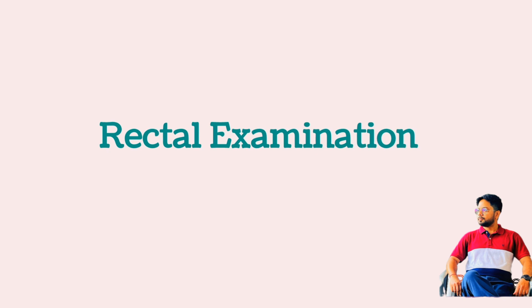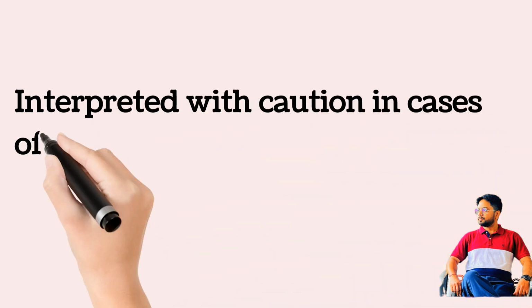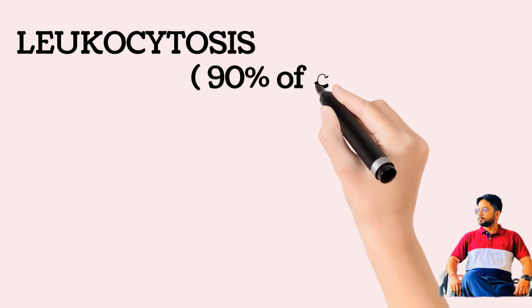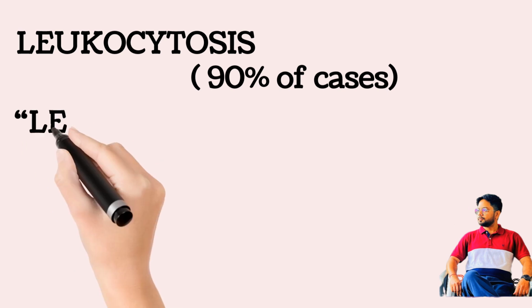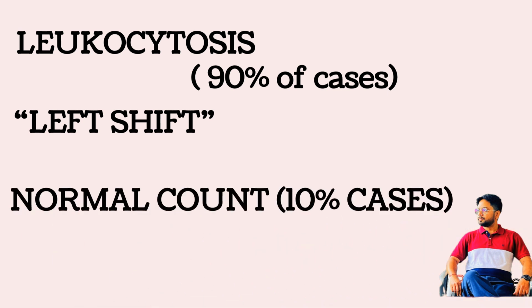However, a palpable mass or tenderness may be present if the appendiceal tip is located within the pelvis or if a pelvic abscess is present. Laboratory studies should be interpreted with caution in case of suspected appendicitis. A leukocytosis, often with left shift, that means a predominance of neutrophils and sometimes an increase in bands, is present in 90% of cases. A normal WBC count is found in 10% of cases. However, it should not be used as an isolated test to exclude the presence of appendicitis.